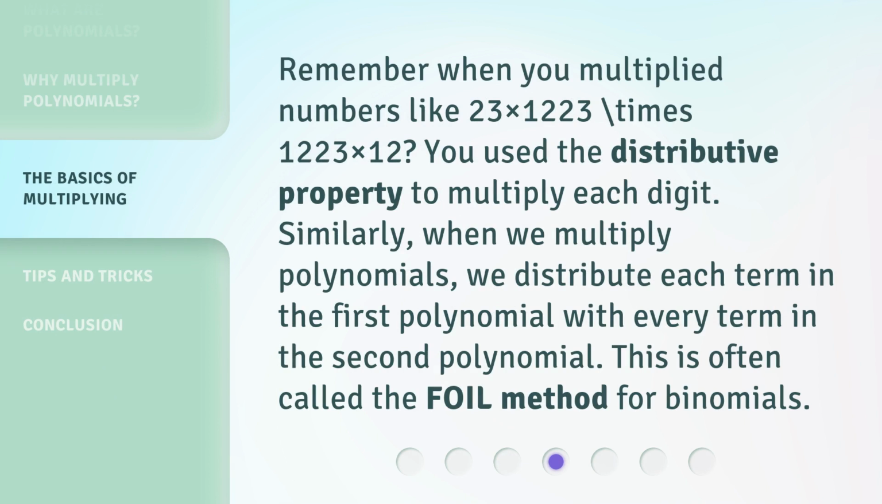Remember when you multiplied numbers like 23 times 12? You used the distributive property to multiply each digit. Similarly, when we multiply polynomials, we distribute each term in the first polynomial with every term in the second polynomial. This is often called the FOIL method for binomials.